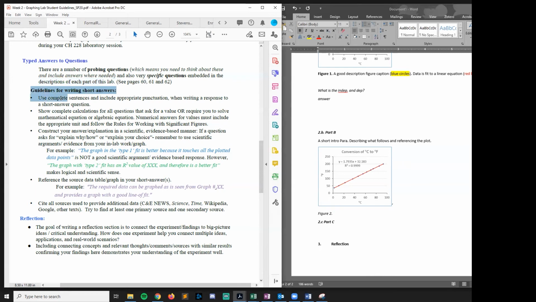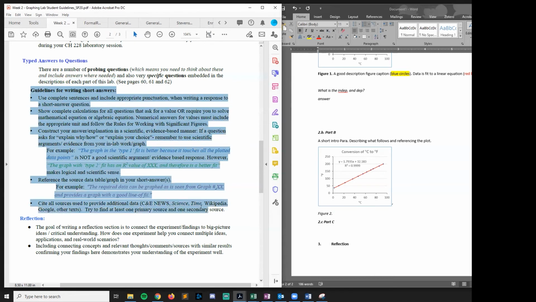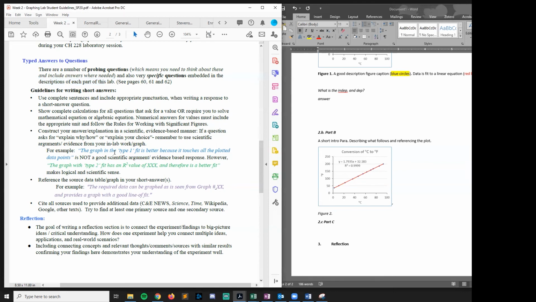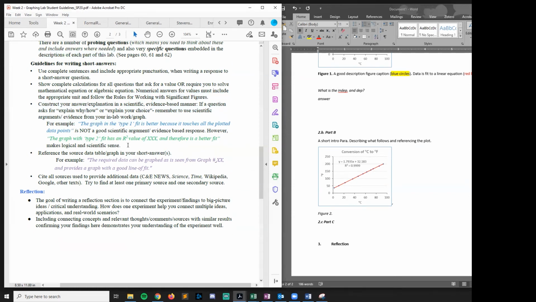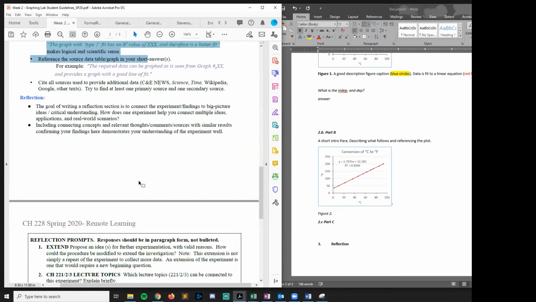Okay. So, guidelines for writing short answers. I'm not going to read this to you. You can read this if you'd like. I don't even know if I agree with everything in here. I would say your best approach is to answer things with those full paragraphs. If it says what's the independent, dependent, it's pretty easy to make a sentence out of that. So I'm going to let you guys read all of this part.